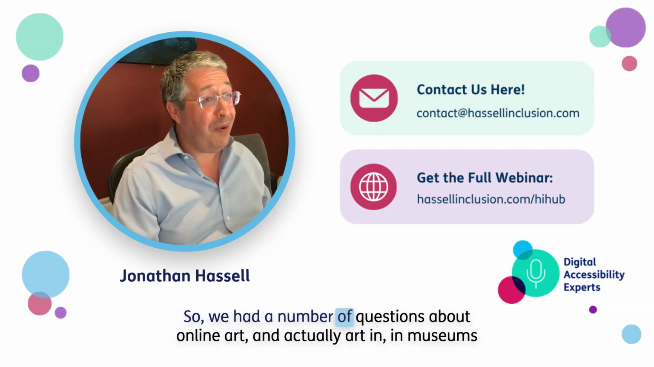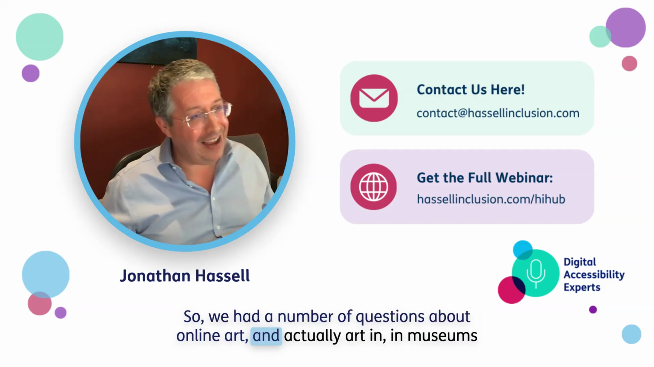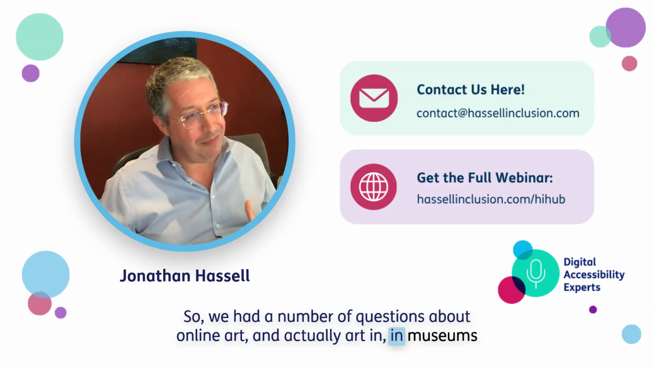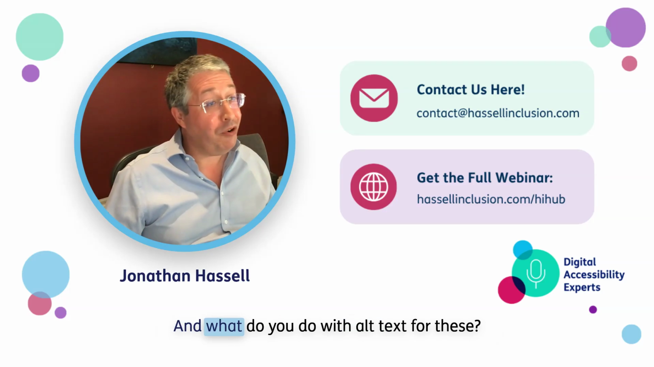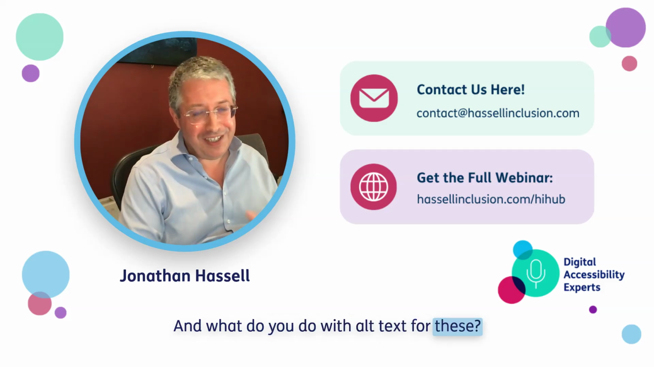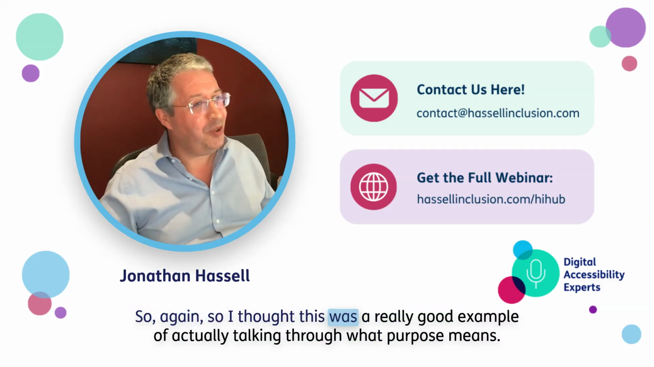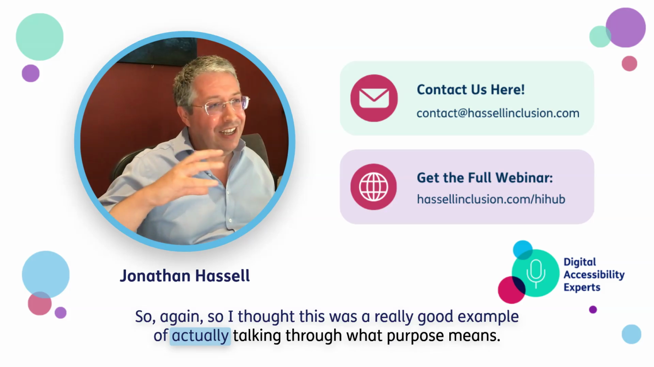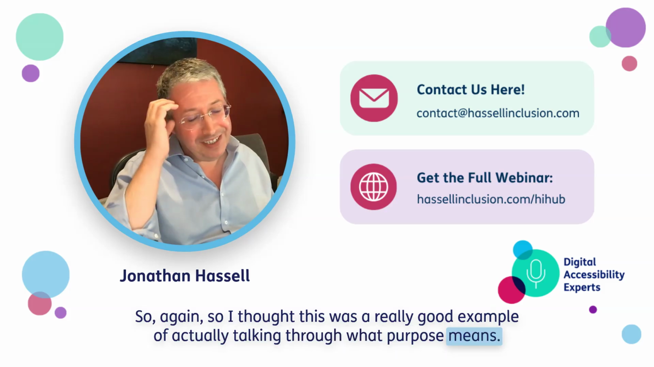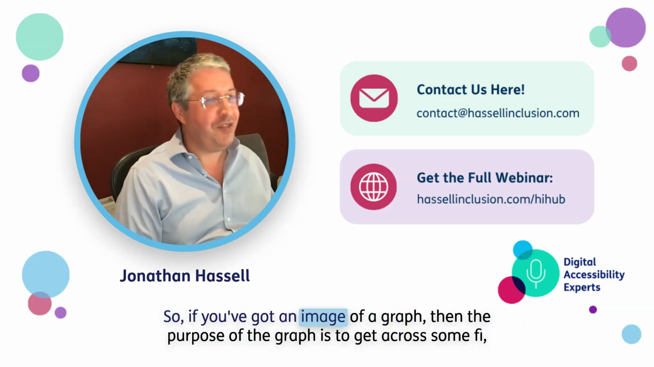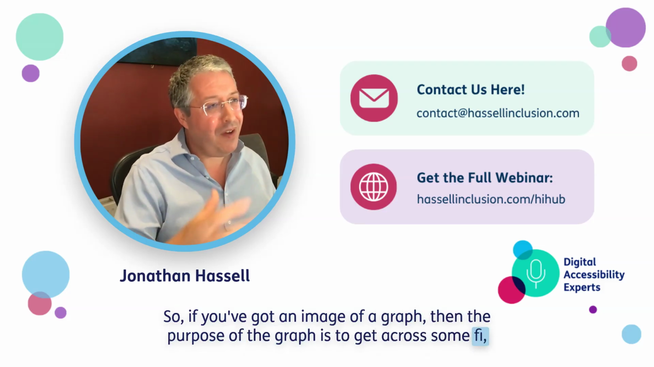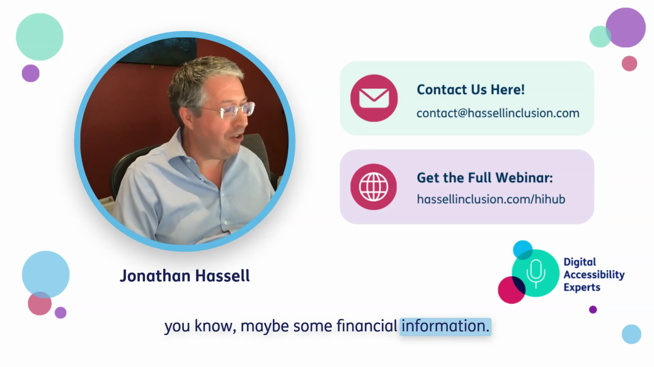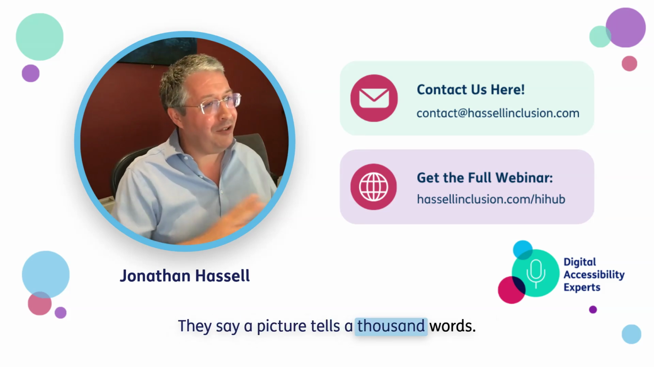The next question was this one. We had a number of questions about online art, and art in museums, stuff that is there in galleries, and what do you do with alt text for these? I thought this was a really good example of talking through what purpose means. If you've got an image of a graph, then the purpose of the graph is to get across maybe some financial information. They say a picture tells 1,000 words.